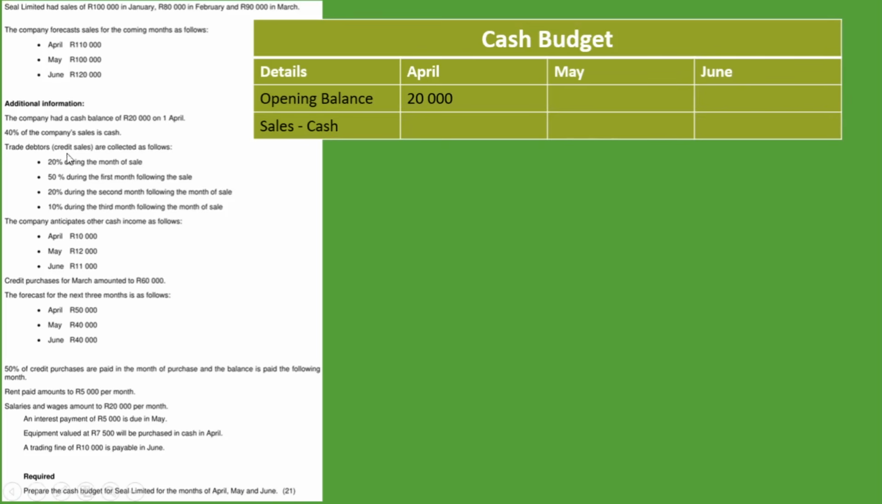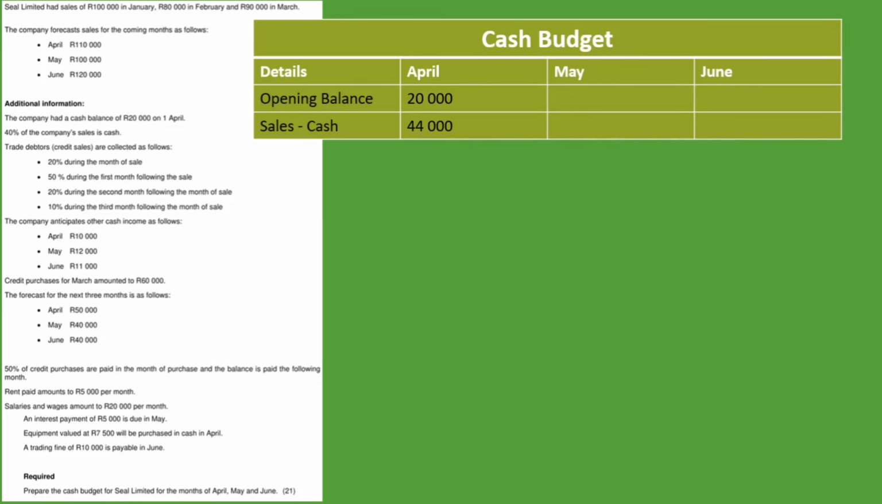We're told that 40% of the company's sales are in cash. And we're told that the company's forecast sales for the coming months are as follows. April, it's 110,000 Rand, May, 100,000 Rand, and June, 120,000 Rand. So we know that 40% of that will be paid in the month of sale. So we're going to take 110,000 Rand for the month of April times the 40% to get the cash sale for that month. It gives us 44,000 Rand. So we'll put that 44,000 Rand under April, and we'll do the same for May and June.